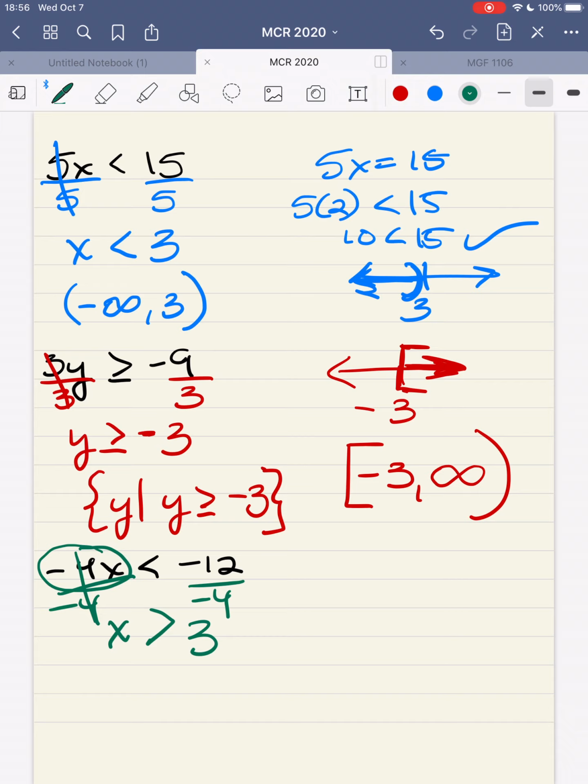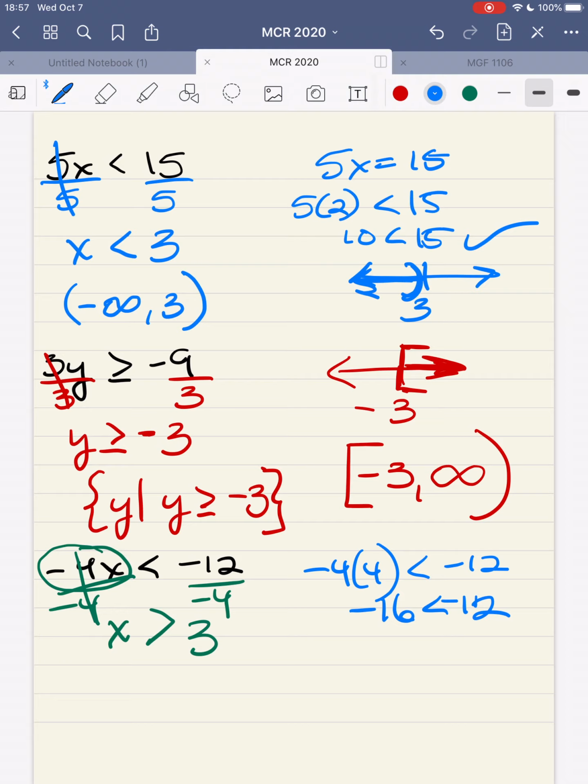Okay? We really should test this out to make sure we did this correctly. So I have negative 4, and x needs to be greater than 3. So let's put positive 4 in there, because it's greater than 3. And it should be less than negative 12. Well, negative times a positive is negative 16. Is it less than negative 12? It checks out. If we do not reverse the inequality, we end up with a false statement.